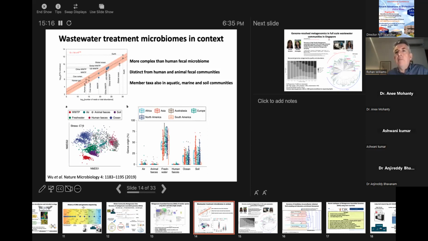And actually they don't have much in common with human feces. It's a completely different set of bacteria that are in play here. They're feeding off the waste that humans generate, but they're a completely different set of bacteria to what's in our gut. And they tend to be more similar to the kind of species you see in freshwater or oceans or soils. Which is perhaps not surprising, but still definitely worth documenting.